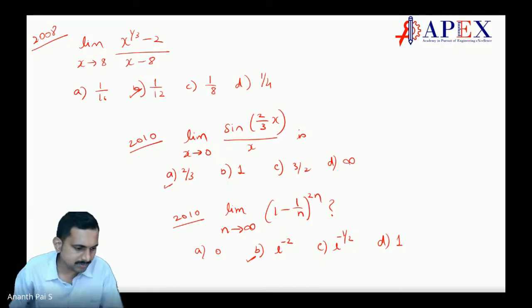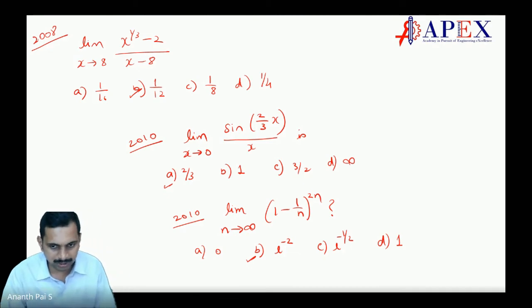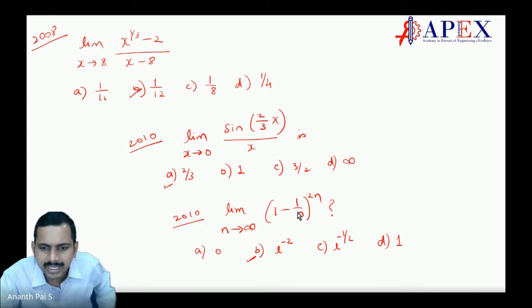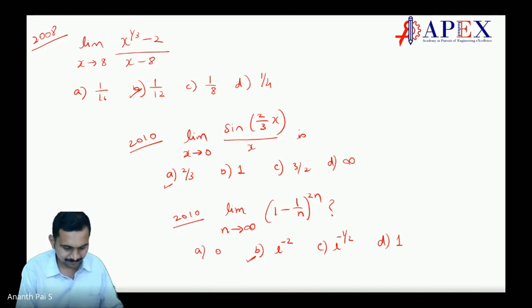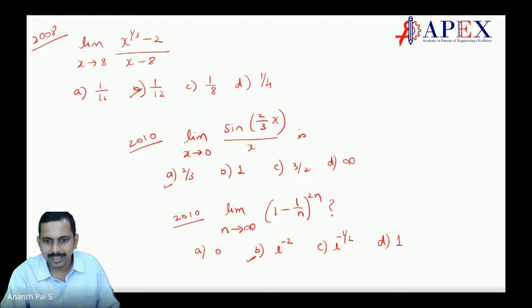So there is a formula for 1 plus 1 by n, right? 1 plus 1 by n, there is a formula. 1 minus 1 by n, there is no formula, is it? So why can't we have minus n inside this? Then what will happen to e, sir? E will get it.